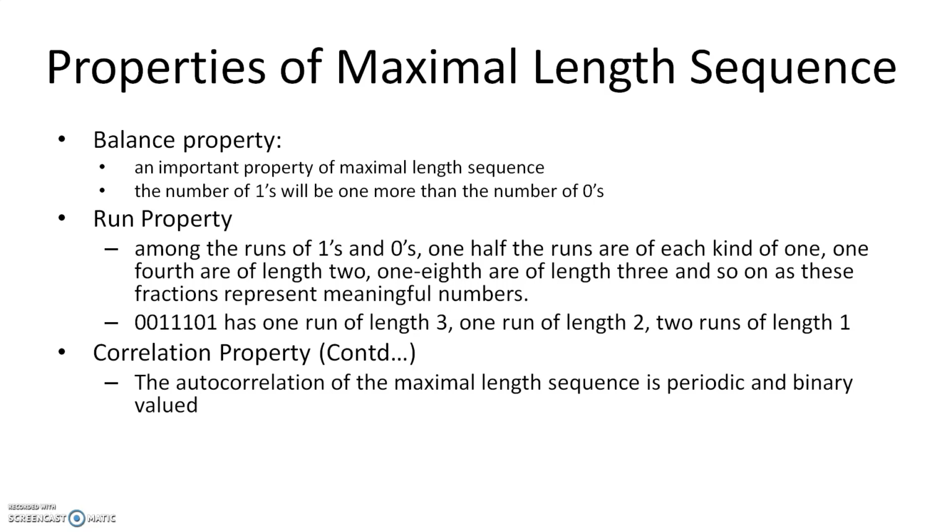So from there we can see this property. The third property is called correlation property. The correlation property states that the autocorrelation of the maximal length sequence is periodic and binary valued. Okay. So, we will see that.